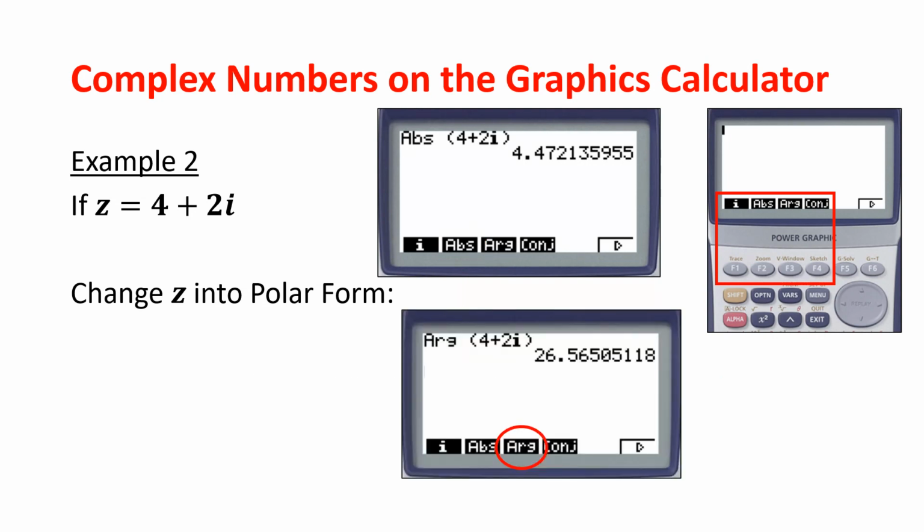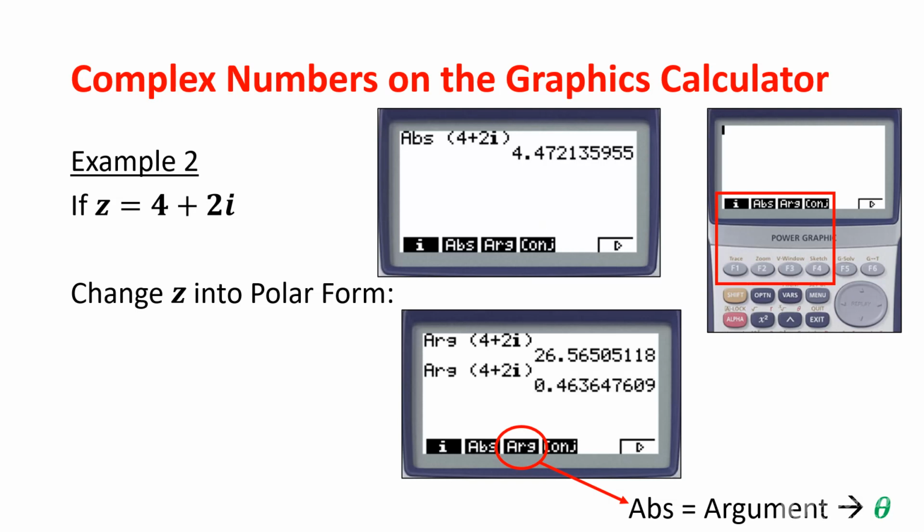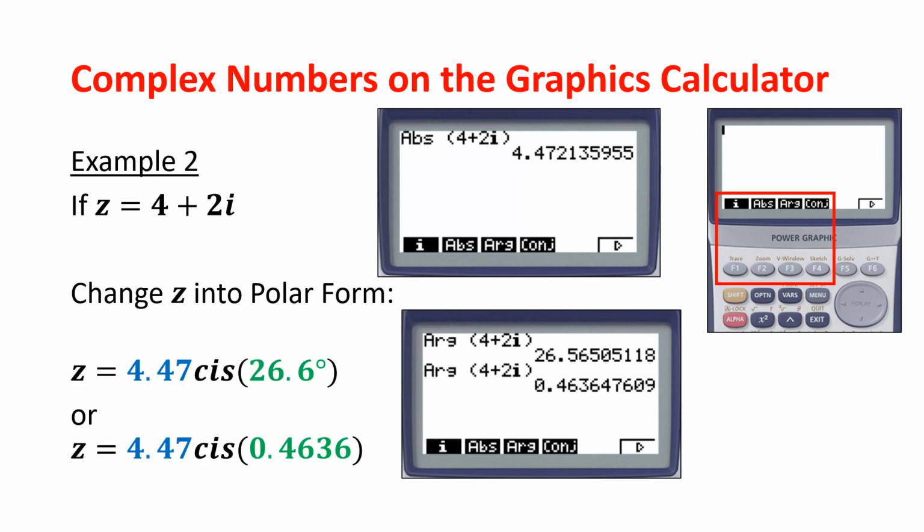And we use the ARG button for the argument, the angle, so we just push F3 and then open brackets 4 plus 2i. If my calculator is set up in degrees, it'll give me 26.56 or 26.6 degrees, but if my calculator is set up in radians, I'll get 0.4636 radians. So then I can write it down into polar form in either degrees or radians.